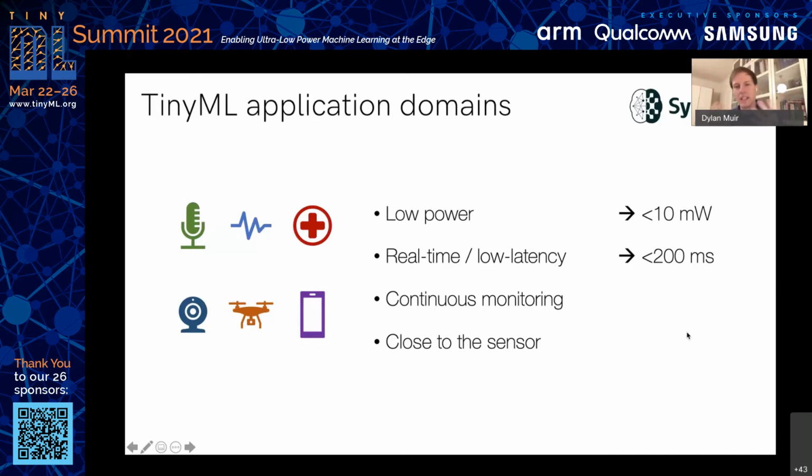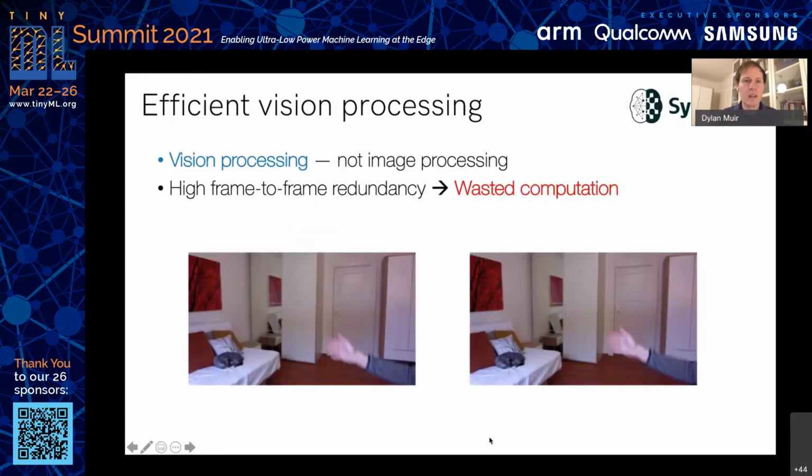The sorts of use cases that I'm going to talk about today are about continuous monitoring, obviously for IoT devices, edge devices, power constrained devices, and we're interested in use cases where you're as close to the sensor as possible. So at SynSense, we explore a large number of possible use cases: audio, vibration, biosignal monitoring for health, surveillance, drones, etc. But today I'm going to limit myself to audio and vision applications. So I'll begin with vision processing.